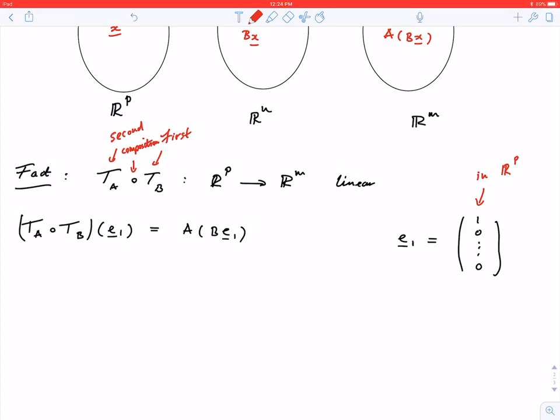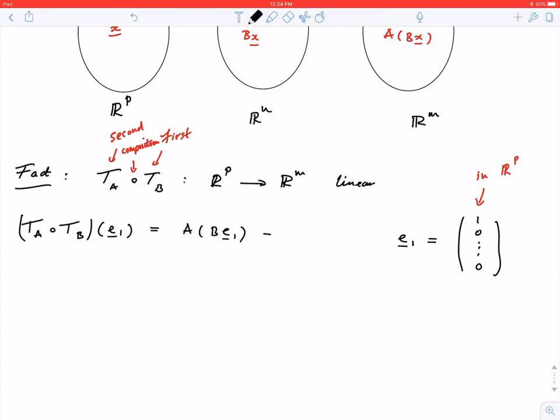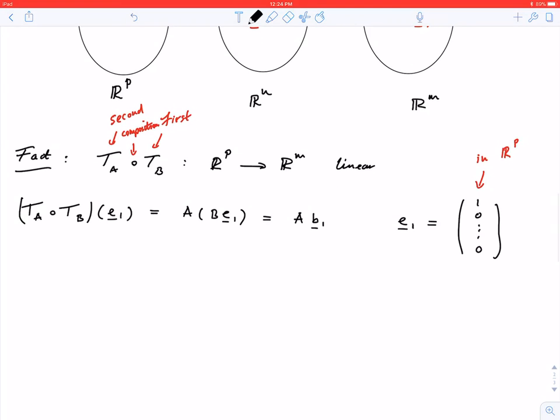Okay, so let's just think about this. What is B E1? It's the linear combination given by the columns of B weighted according to this information here. That means BE1 is just equal to the first column of B. So this is automatically equal to A B1. Again, that would be the linear combination of the A column vectors weighted by the first vector of B. Now, I could do this all the way down.